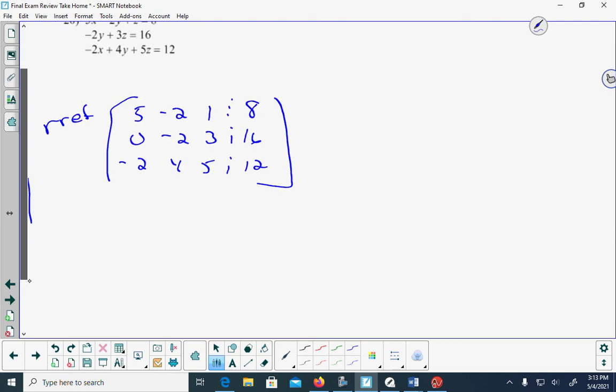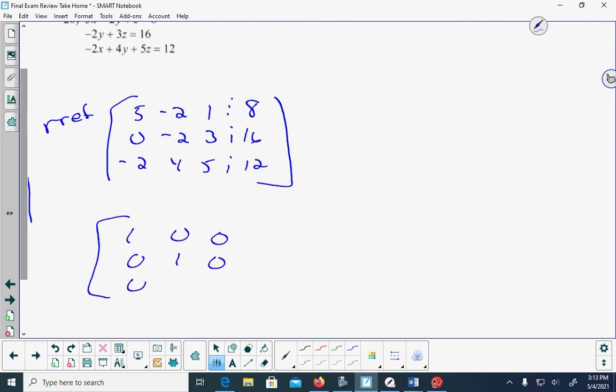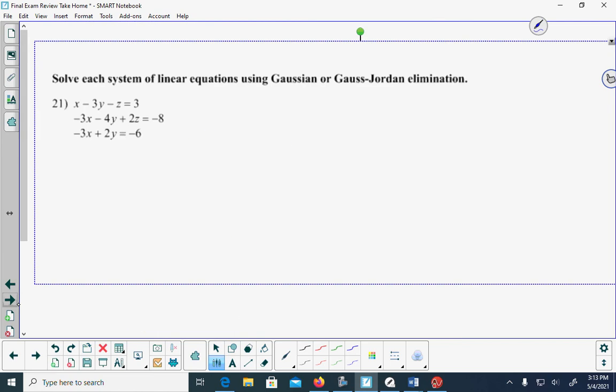And when I do that, I'm going to get the identity matrix on this side. And then I'm going to have a column of my answers, which are going to be 0, 2, and 4. So my x is 0, my y is 2, my z is 4. And that's how I'm going to do it on my calculator. Now that's great, and for the multiple choice, that's what I'm going to do.